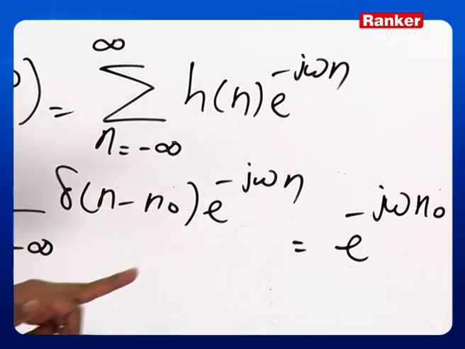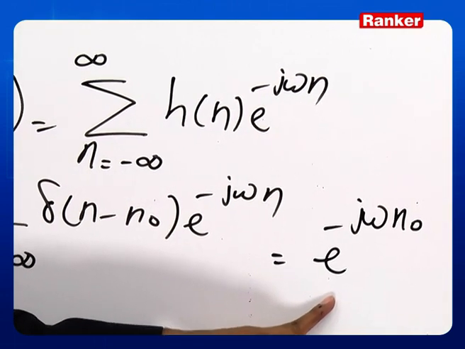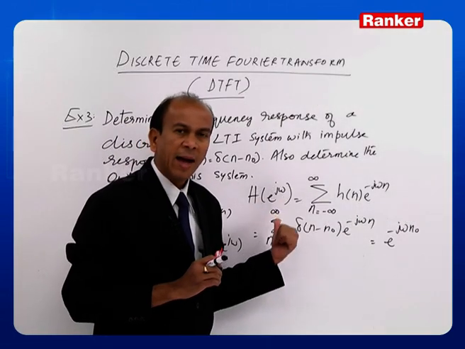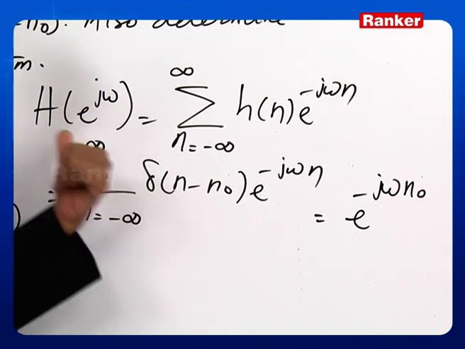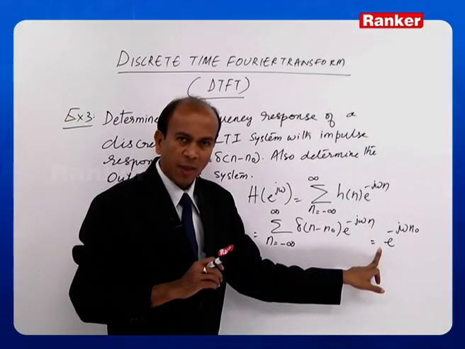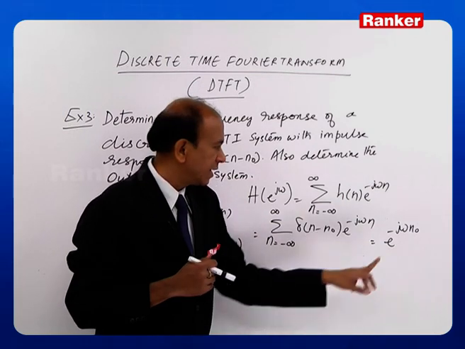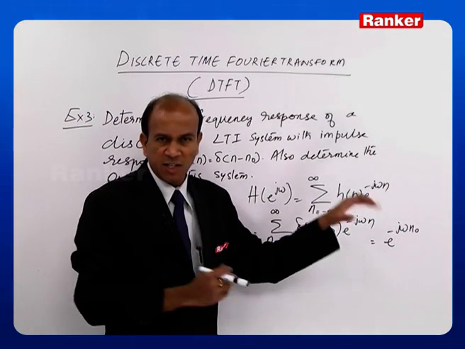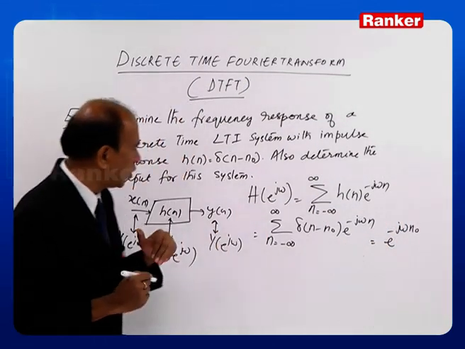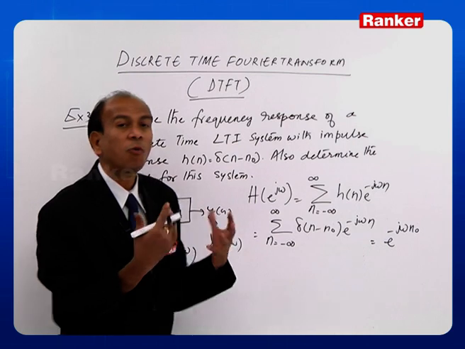So, what does this indicate? This indicates that the magnitude spectrum of the frequency response of the LTI system is 1, whereas the phase angle is minus omega n naught, for all frequencies. So, that is clear now. Now, what is it I have to do? Now, I have to calculate the output for this system.